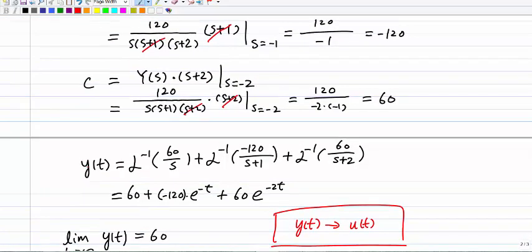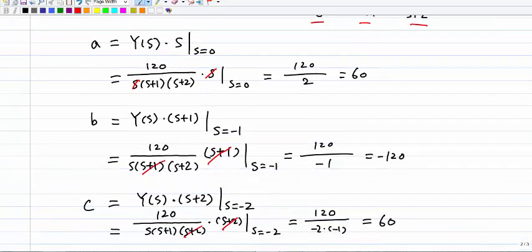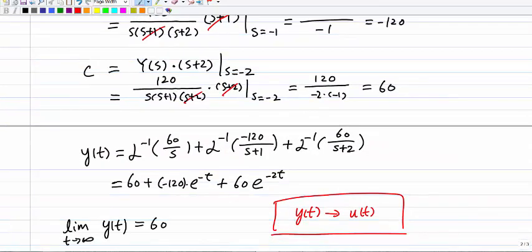We can find y of t. It's the inverse Laplace transform of Y of s, which is also the inverse Laplace transform of the individual components. You do the sum according to the linear property of the inverse Laplace transform. So it's L inverse of 60 divided by s plus L inverse of negative 120 divided by s plus 1 plus L inverse of 60 divided by s plus 2. Which gives us, according to the table, again using the table, 60 plus negative 120 times e to the minus t plus 60 times e to the minus 2t.